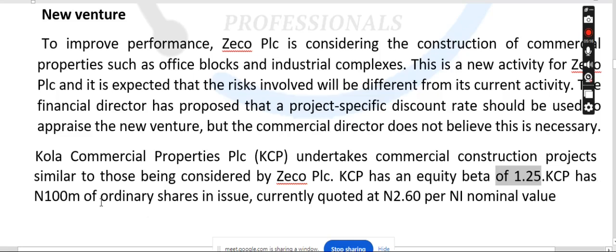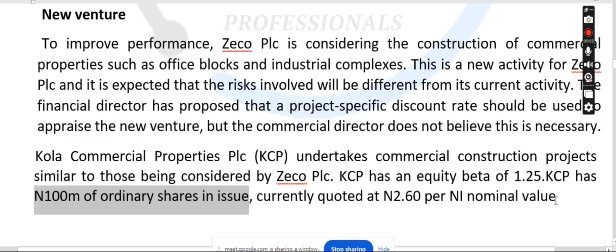KCP has 100 million of ordinary shares in issue, right? Don't forget that the equity beta is 1.25. Now, KCPLC has ordinary shares in issue, currently quoted at 2 naira 60 kobo per share, right? Don't forget that this is the market price per share. And they have 100 million shares in issue. Don't forget that 100 million divided by the nominal value will give you the number of shares.